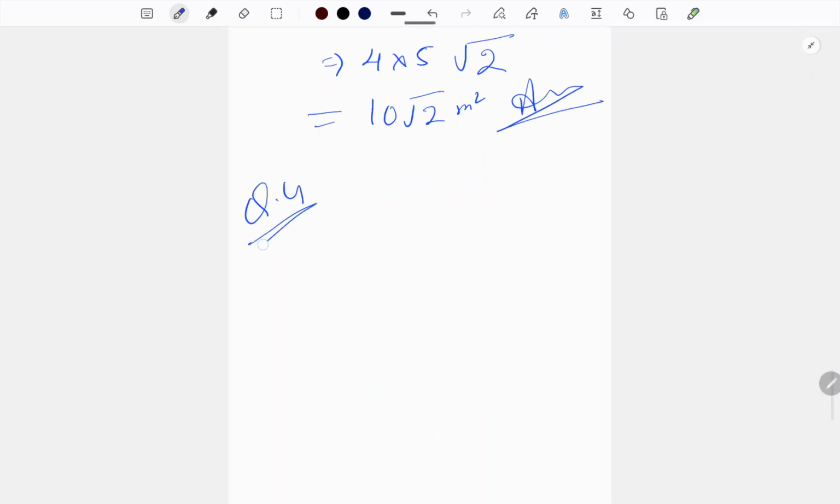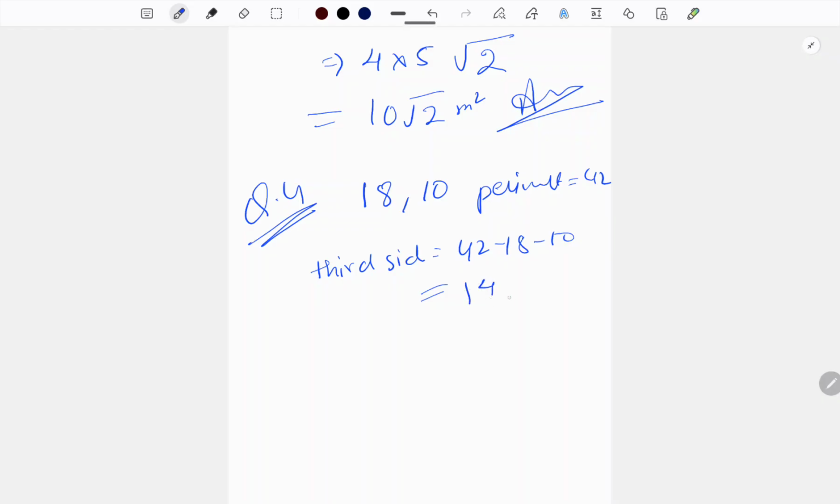Now let's go to question number 4. Question number 4 says the surface area of a triangle of two sides which are, so we have a triangle whose sides are 18, 10 and perimeter is 42. So third side will be 42 minus 18 minus 10, 14. Now S will be 42 by 2 is 21.